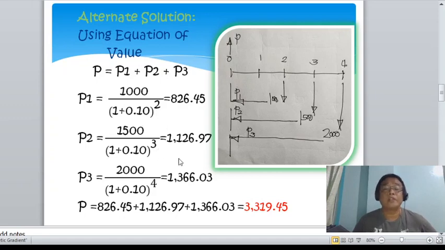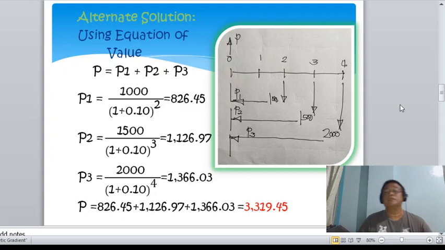3,319.45, which is equal to the value at the previous solution. Okay? Equal 3,319.45. So, if you solve problems in uniform arithmetic gradient, you can also use an equation of value to make it easier.